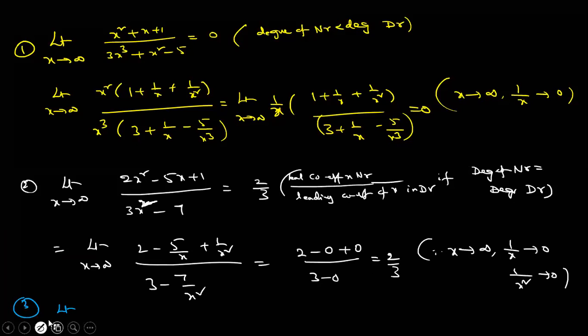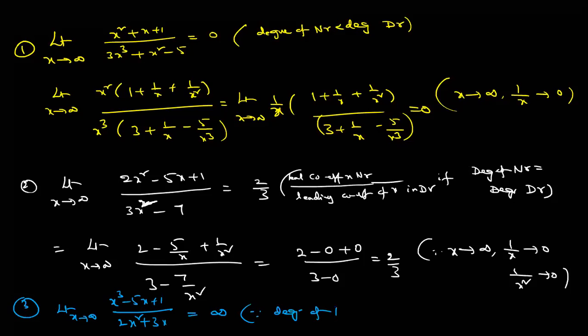Three. Limit x tends to infinity, x cube minus 5x plus 1 by 2x square plus 3. Can you guess what the answer is? Infinity. Why? Because degree of numerator is greater than degree of denominator. Dear students, this concept is about x tending to infinity only. See carefully. Directly put this value.